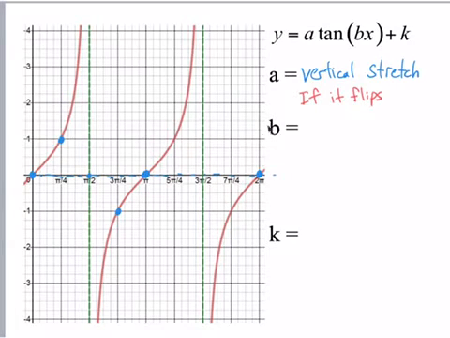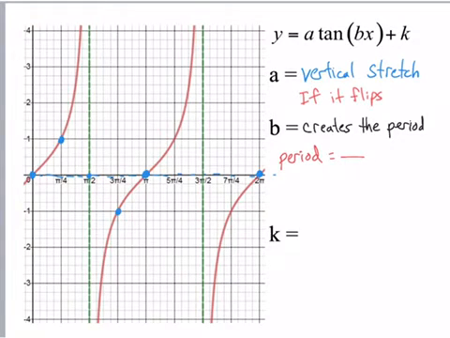Now, B. What is B? Well, with sinusoid, B gave us our period. And with these tangents, it's the same thing. B creates your period. So how do we create the period? Well, with a sinusoid, to get the period, you took the normal period of 2 pi for a sinusoid and divided by B.